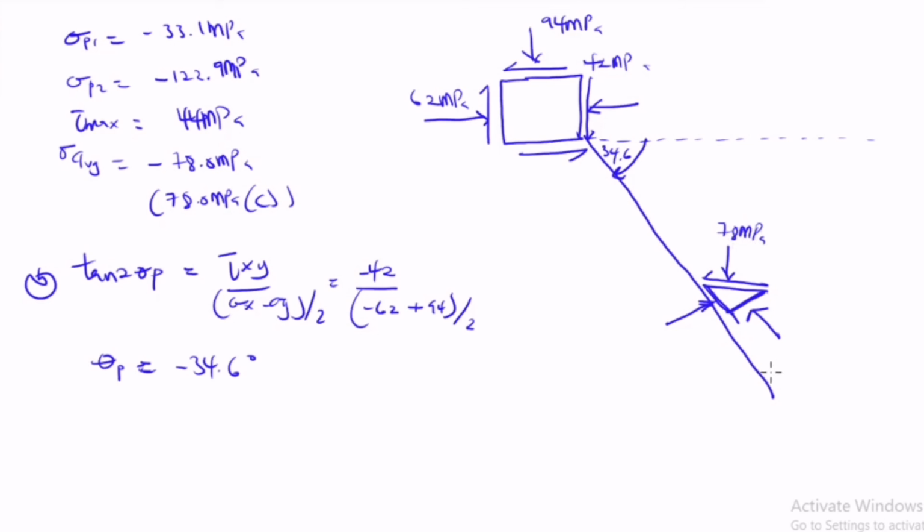Very simple as that. And then we put our values so that we have this to be 78 megapascal. We had this to be 33.1 megapascal. We had this to be 122.4 megapascal. And we have our maximum 49. This is how we can represent our wedge. Simple. Let's solve the last question, which is the absolute shear stress.